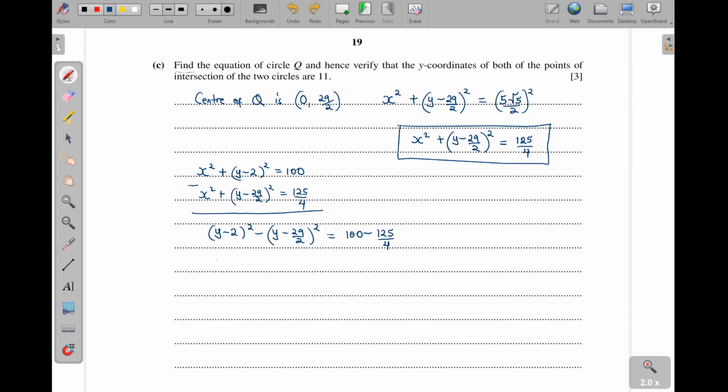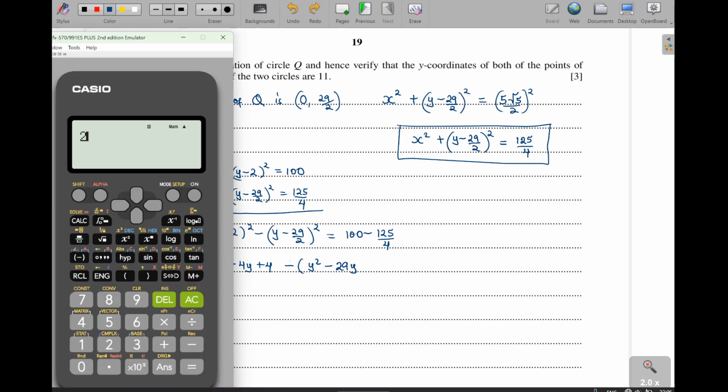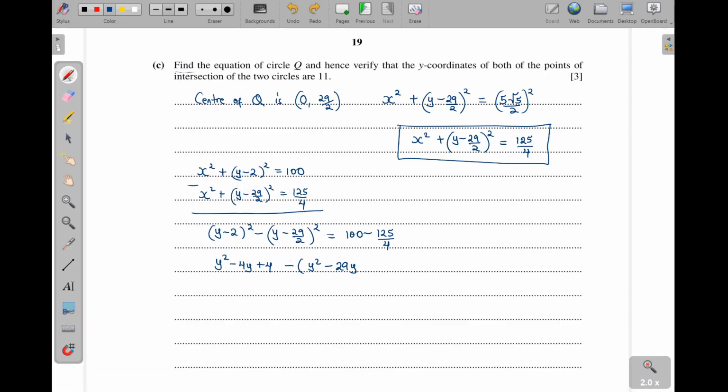Expand this one here. This will be y squared minus 4y, then plus 4. Then here, square the y. You will get y squared, then 2 times this times that. So we shall have minus 29y. Then how about 29 squared? 29 squared, that is 841. So we have 841 over 4, because you can also square the 2.